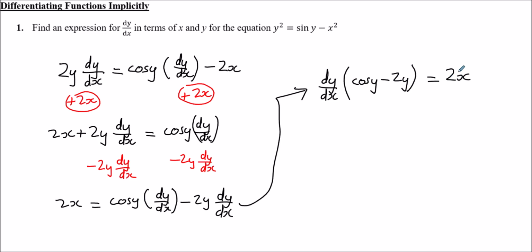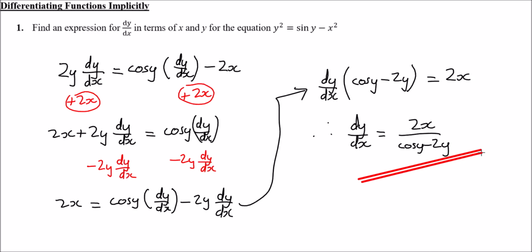2x. The question says it can be left in terms of x and y, so no need to get it all in terms of x or all in terms of y. To get dy by dx on its own, we can just divide through by this whole bracket. So therefore, dy by dx simply equals 2x, all divided by cosine of y minus 2y.